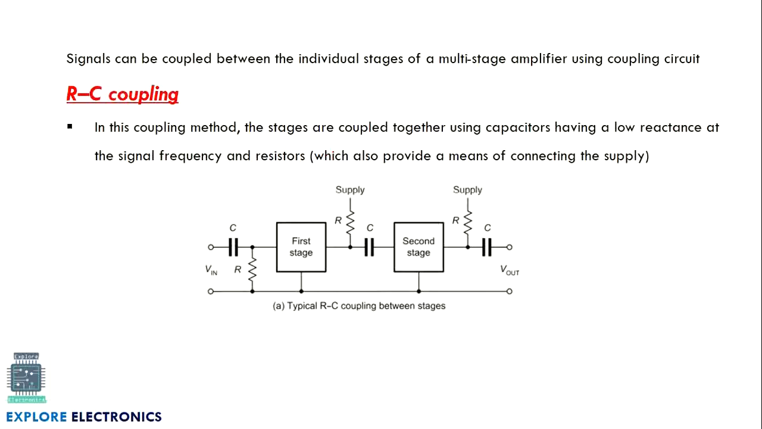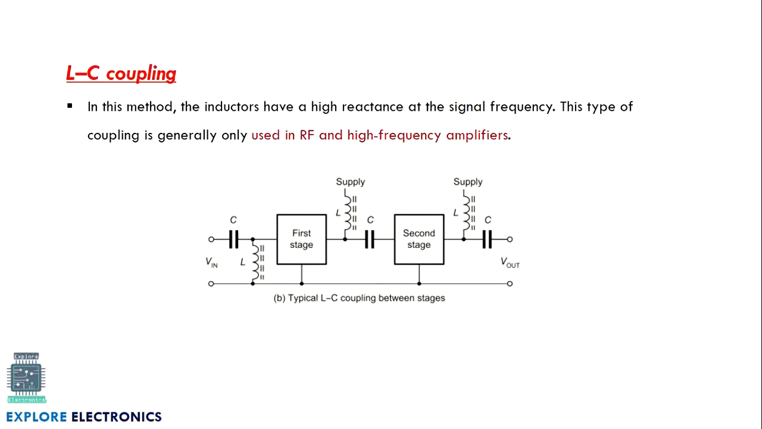There are different methods of multi-stage connection or coupling. The first method is RC coupling. Here we use a resistor as well as capacitor arrangement in between the first stage and the second stage of amplifiers. We couple using a capacitor as well as a resistor. RC coupling is one of the major, widely used methods for coupling of multi-stage amplifiers.